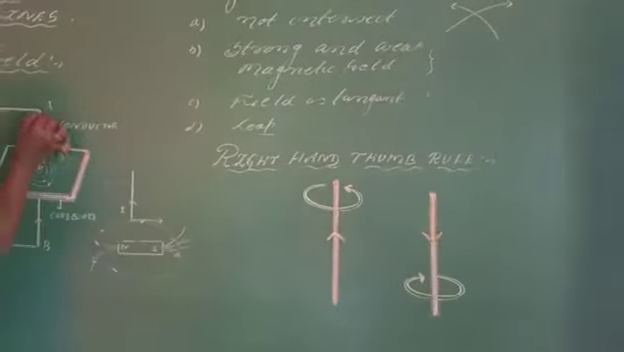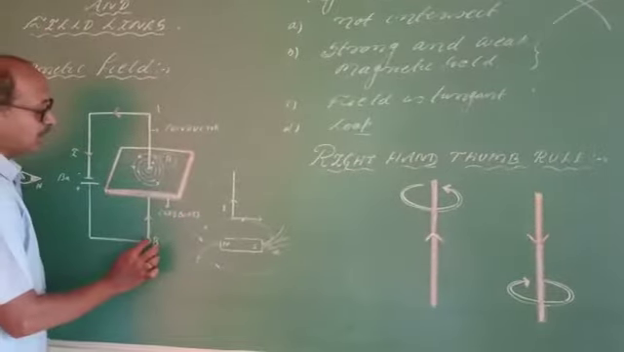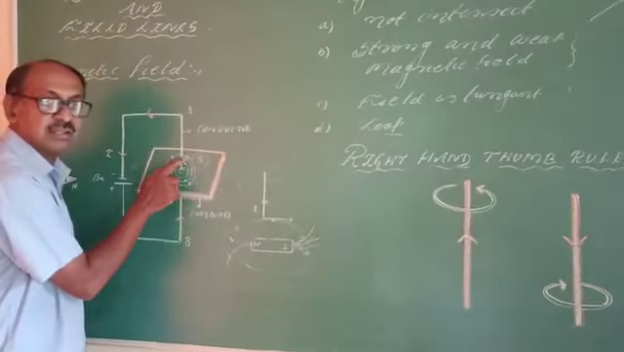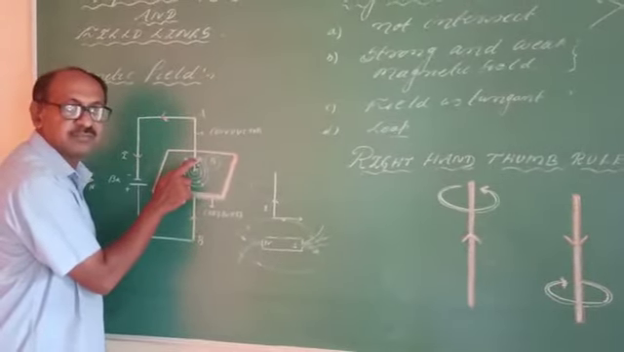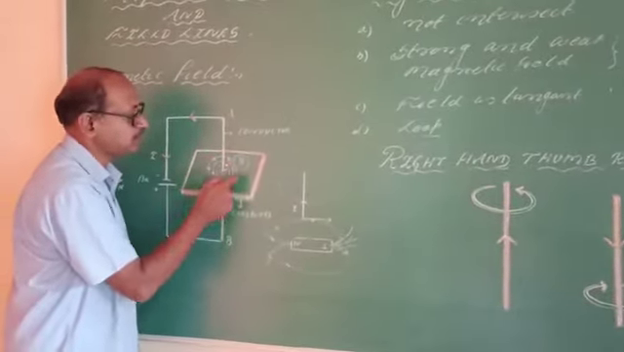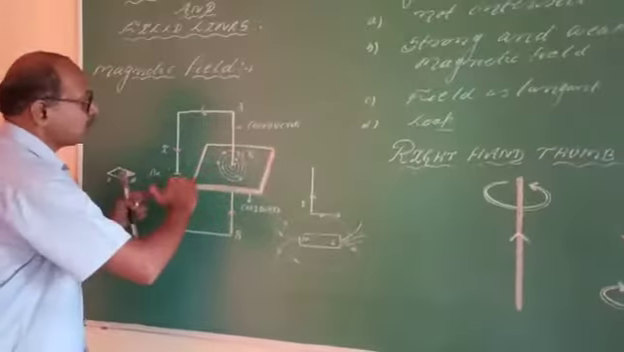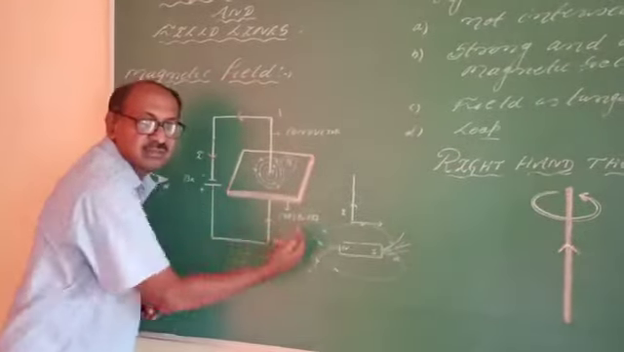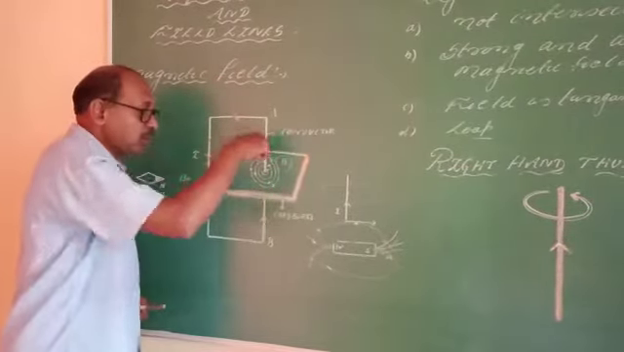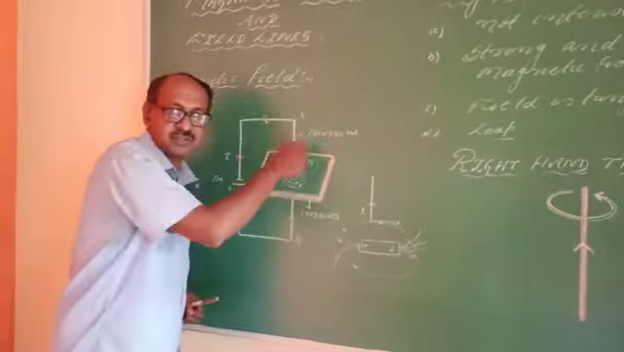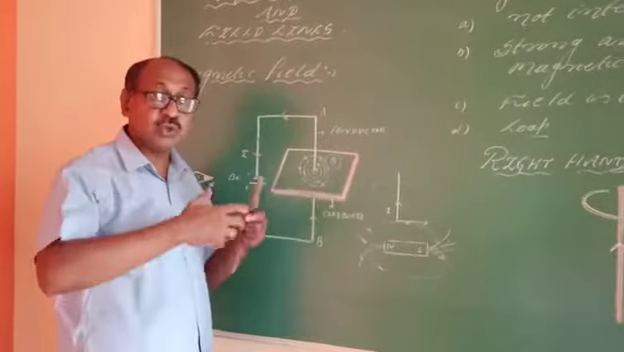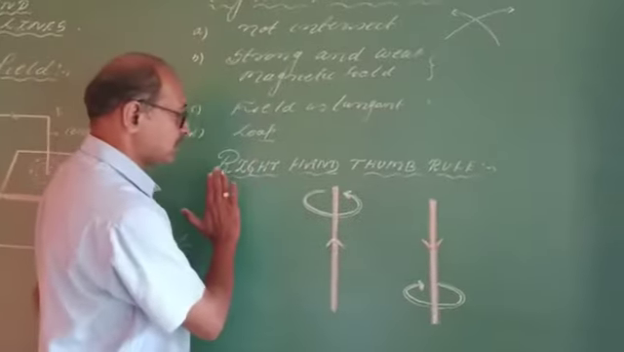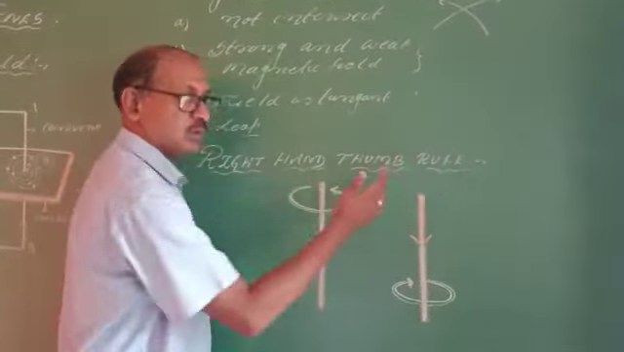Here is the conductor AB. The current is flowing in this direction, and I have written the direction of the magnetic field here, in this way. If the current is flowing in the opposite direction, then the magnetic field is in the opposite direction. Do you agree? So how do we recognize this? There is one rule, termed the right hand thumb rule.